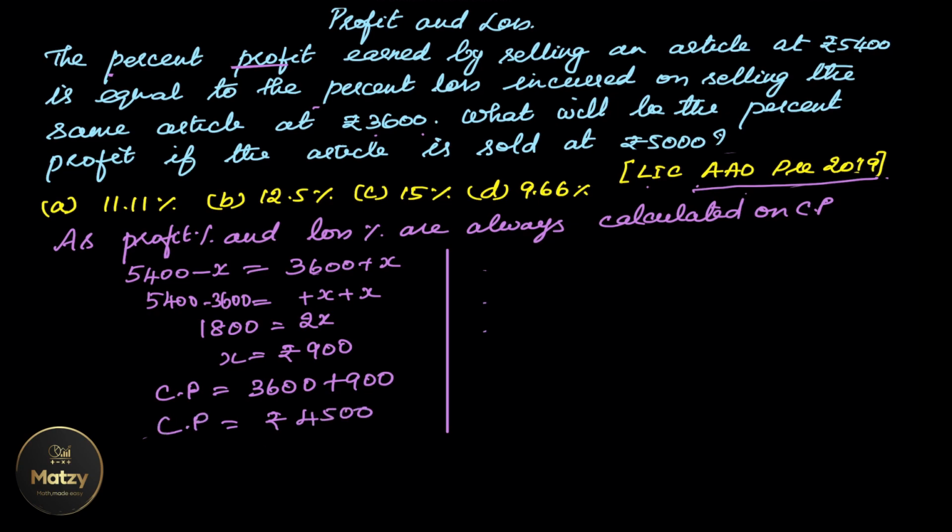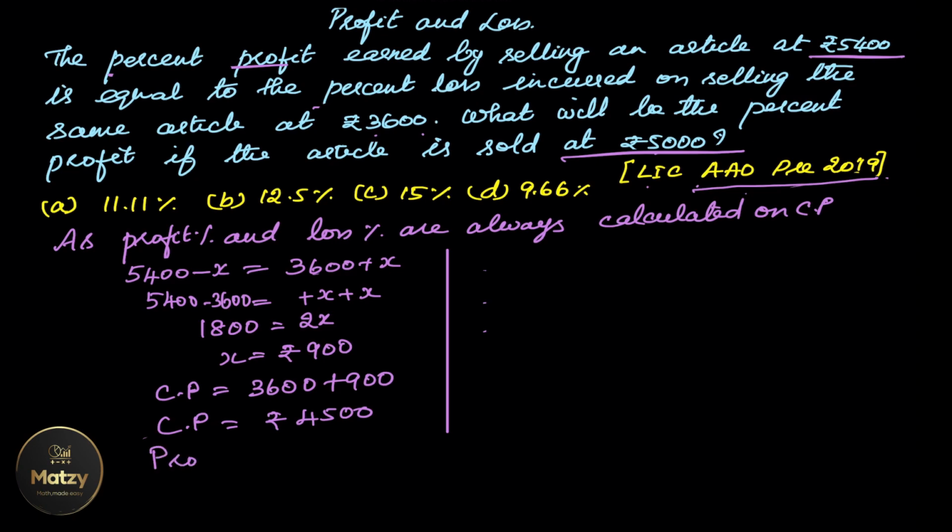Or otherwise, if you want to use the selling price 5,400, you have to subtract this 900. Then there also you will get 4,500 only. That is the CP of the article. CP of the article is rupees 4,500. But for how many rupees does he want to sell? The selling price is rupees 5,000.